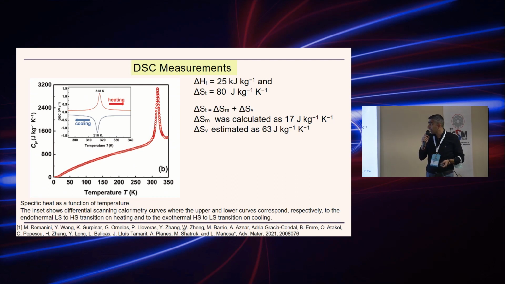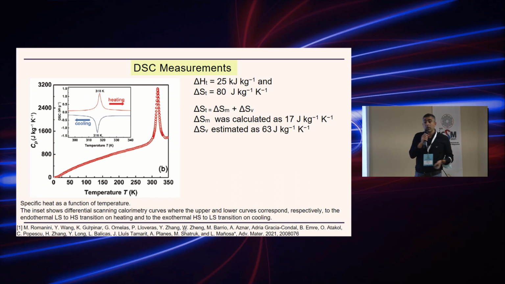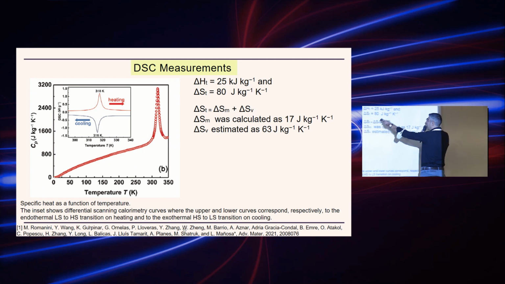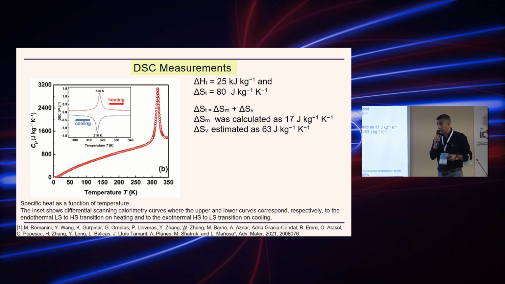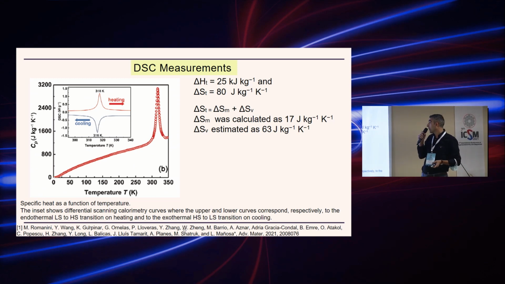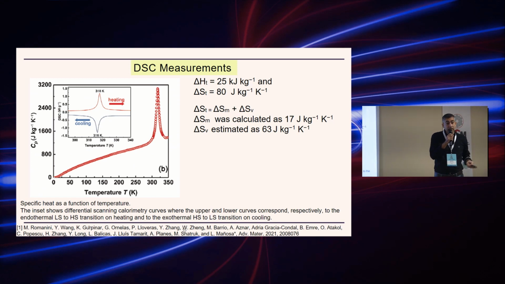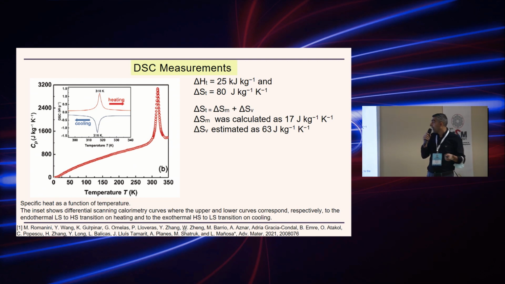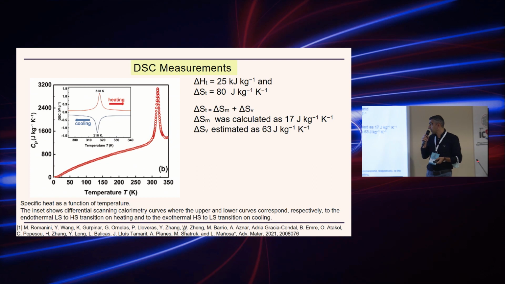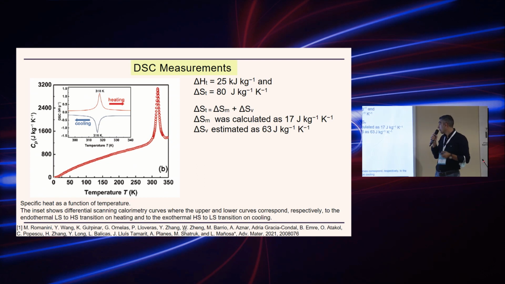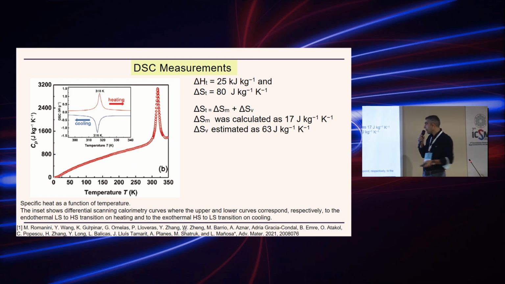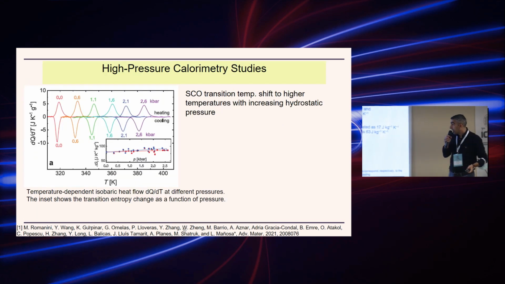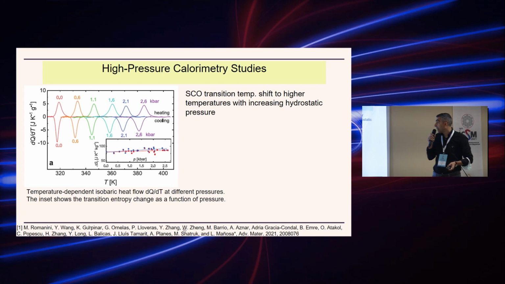And later we made DSC measurements and specific heat measurements. According to the DSC measurements, we have a transition around 80 joule per kilogram Kelvin. And in this transition, we have 2 components. One of them is the lattice component, the other one is the magnetic component. We have calculated the magnetic component as 17 joule per kilogram Kelvin, and then we can find the lattice component as 63.